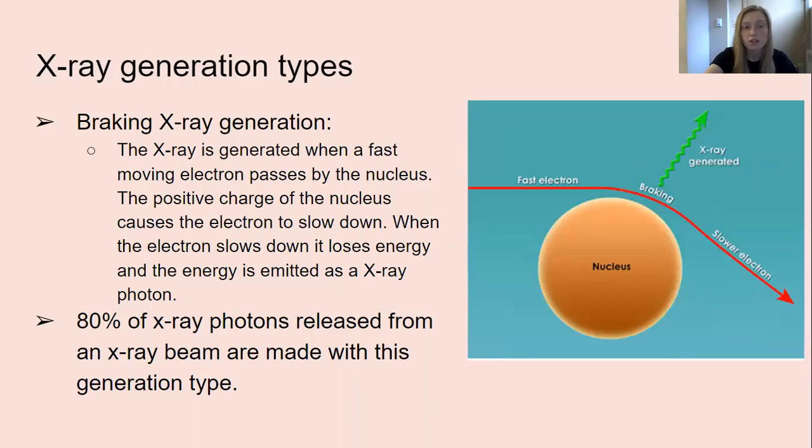Another type of X-ray generation is bremsstrahlung X-ray generation. This is when a fast-moving electron passes by the nucleus. The positive charge of the nucleus causes the electron to slow down because of the magnetic pull. When the electron slows down, it loses energy, and the energy is emitted as an X-ray. Eighty percent of the X-ray photons released from an X-ray beam are made from this generation type. You can see that the fast-moving electron loses the energy, and this is how the X-ray photon is released.